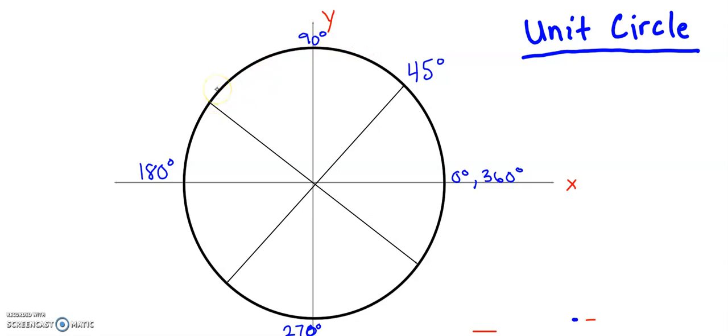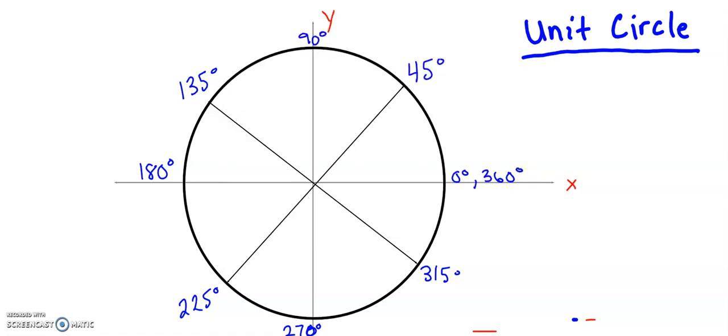Plus 45, right, will give us 135. Plus 45 gives us 180. Plus another 45 degrees, that would be 225 degrees. Plus another gives us 270, good. Plus another 45 would give us 315 degrees. And plus another 45 would give us 360. Awesome. Okay, that we understand.